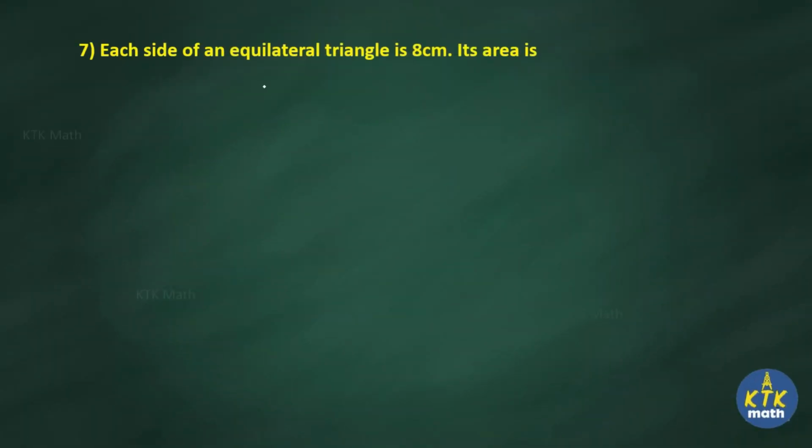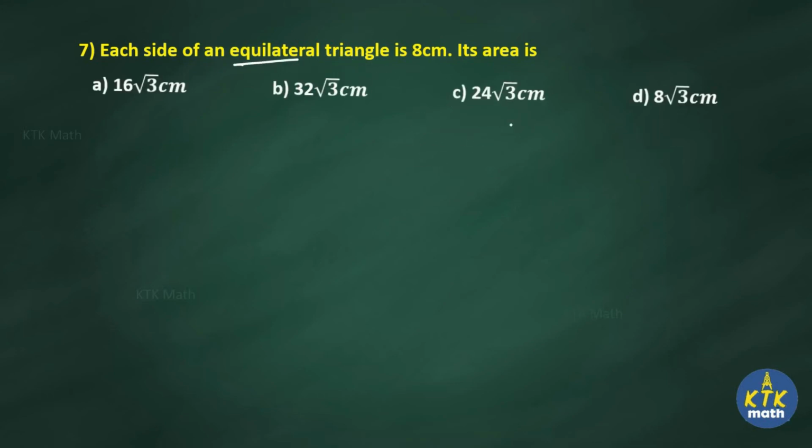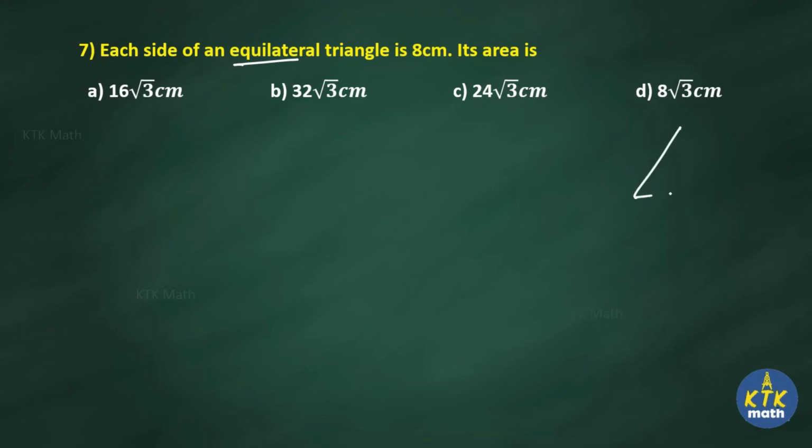Each side of an equilateral triangle is 8 centimeters. I think this is the first question in this series with the area of a triangle, and in this case they are mentioning clearly it's an equilateral triangle. Do you have any idea about the area of an equilateral triangle when the side is given?